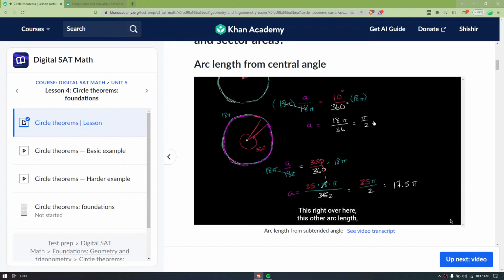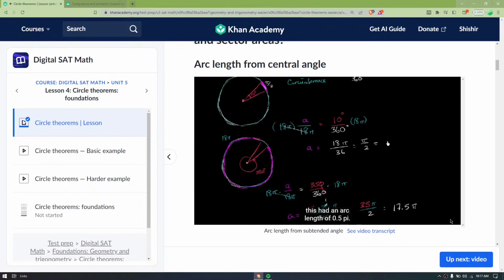Now, does this make sense? This other arc length, when our central angle was 10 degrees, had an arc length of 0.5 pi. So when you add these two together, 0.5 plus 17.5, you get 18 pi, which was the circumference. That makes complete sense because if you add these angles, 10 degrees and 350 degrees, you get 360 degrees in a circle.